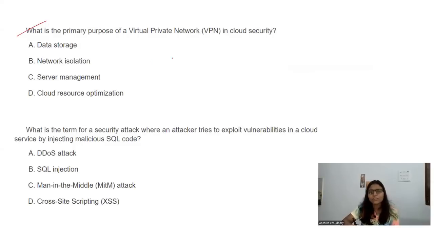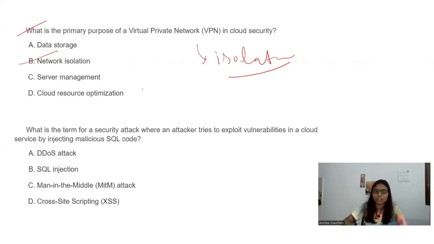What is the primary purpose of a virtual private network in cloud security? Simply isolation, to provide an isolated network or isolation environment. So network isolation will be the correct answer for this particular question.